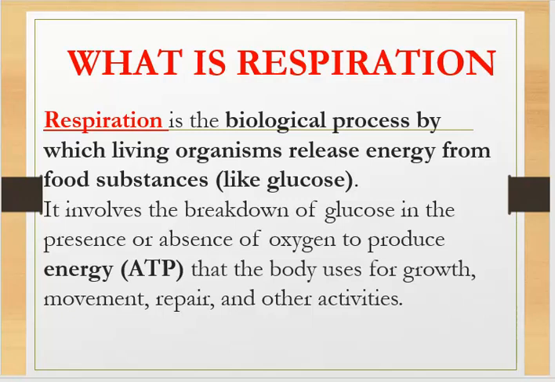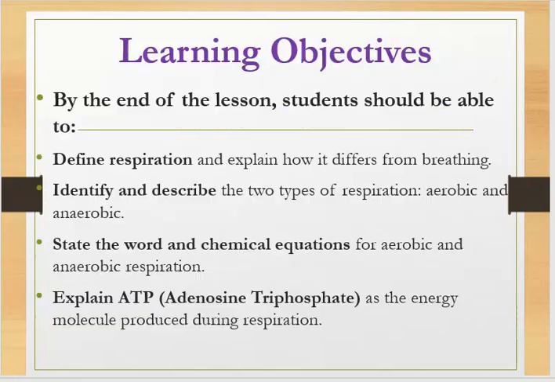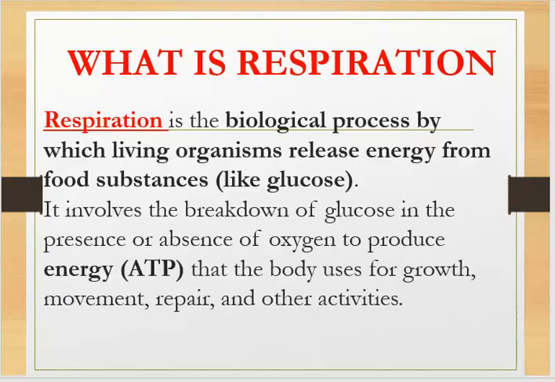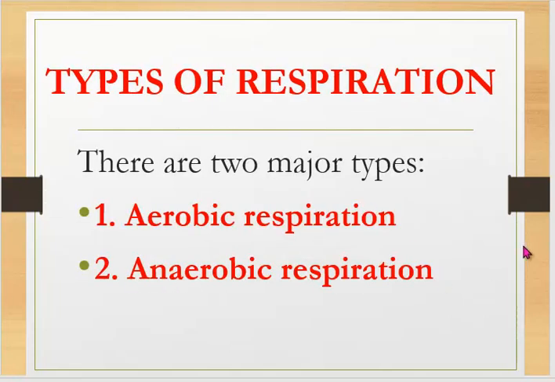And what is produced, the end product of this, is ATP, which I've told you is adenosine triphosphate. That is the meaning of ATP. Now, types of respiration. There are two major types.